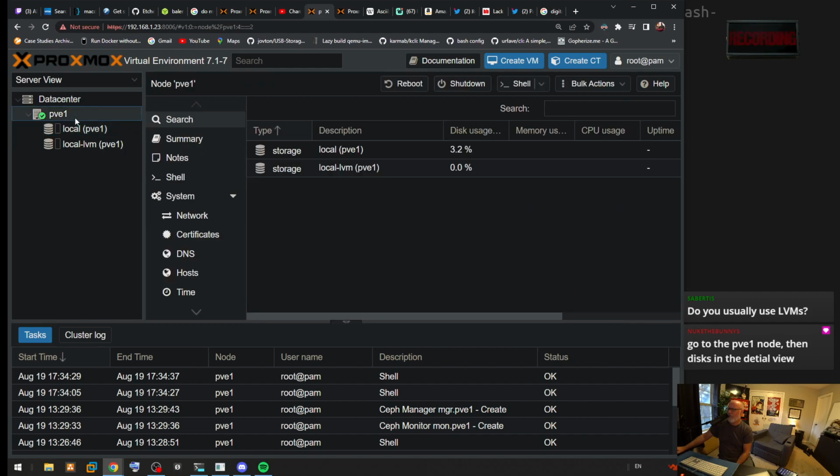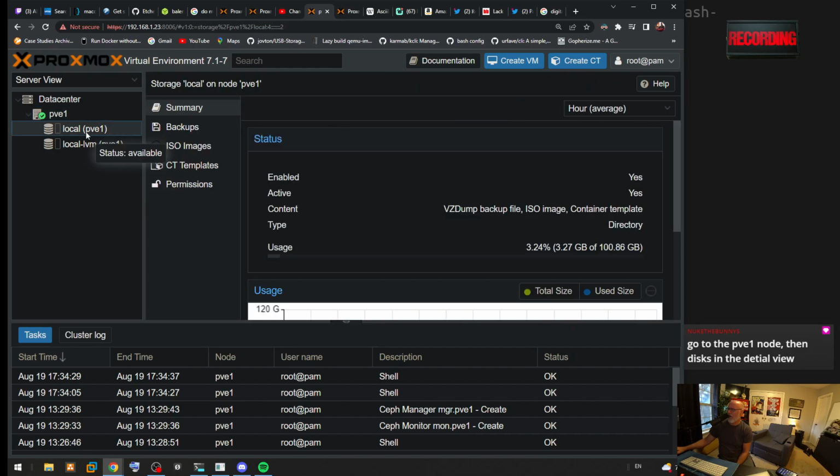PVE one node. It has 2 storage, 3.7. Okay. Disk usage 3.2%, 0%. So it does make an LVM volume group, and it makes another kind of base thing for its own self. But this is where the VMs go. Okay, so that's good to know. That means there's no storage sharing going on between the host. And I remember reading that.